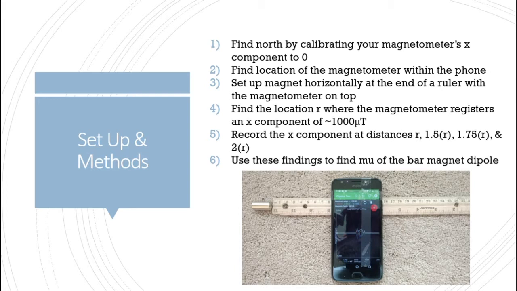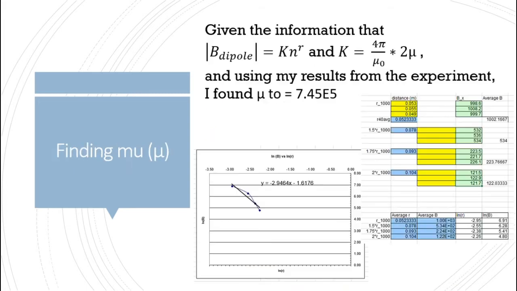Then we used these findings to find mu of the bar magnet dipole, which I'll show you on the next page. So we were given the information that the magnitude of the dipole's magnetic field equals K times R to the n, and we know that K equals 4 pi over mu naught times 2 mu. Using this, I found that mu was 7.45 times 10 to the 5th.